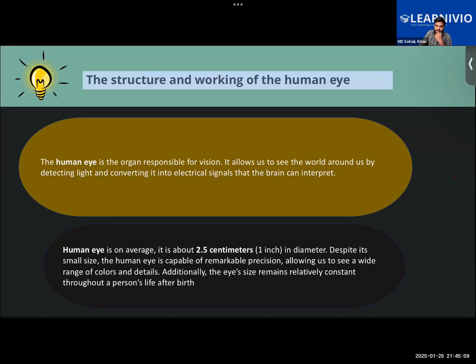An important fact: the size of the eyes remains almost constant throughout a person's life, even after birth. Okay, I have one more topic to discuss with you guys: which part of the human eye is donated? Which part of the eye is mainly donated?